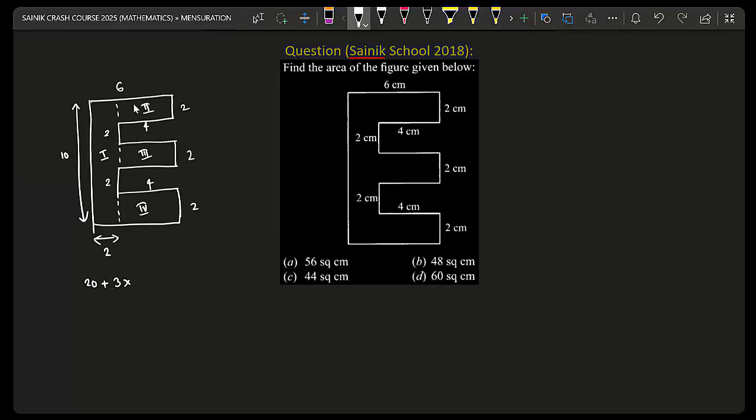No, this one, I want this shaded one. Oh, sir, that one. 6 minus 2 is equal to 4, sir. So 4 into 2 is equal to 8, sir. So that is 3 into 8, right? So 20 plus 3 into 8, what is the answer?